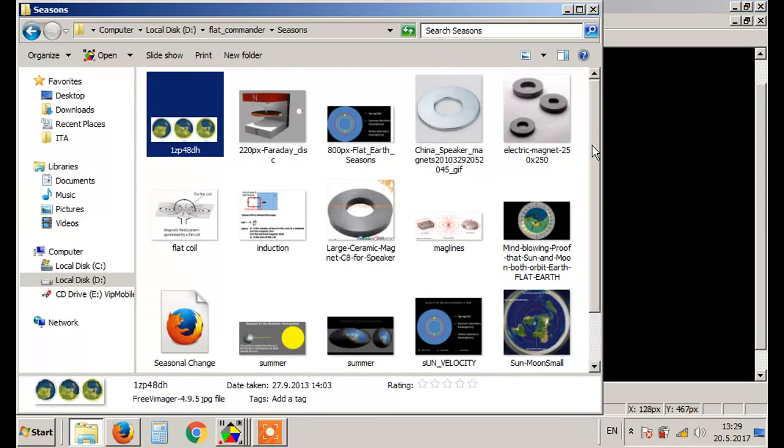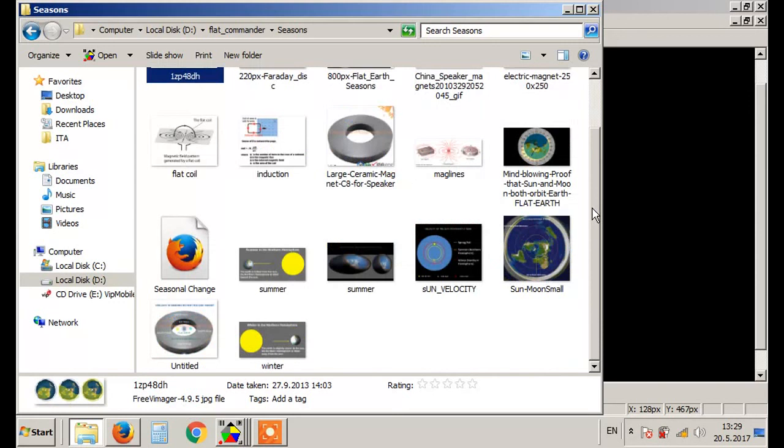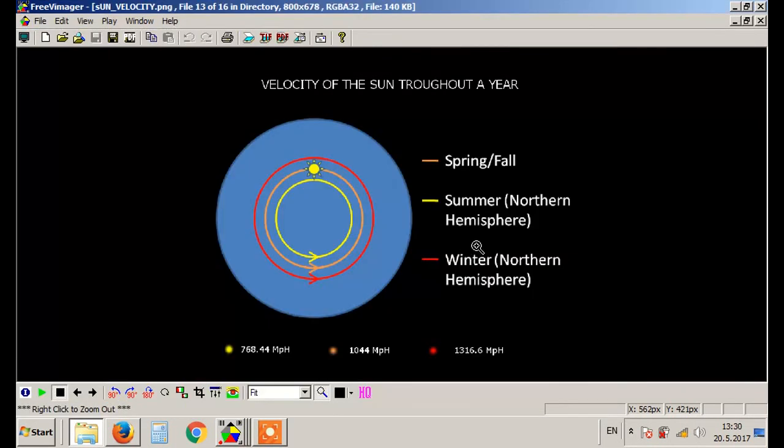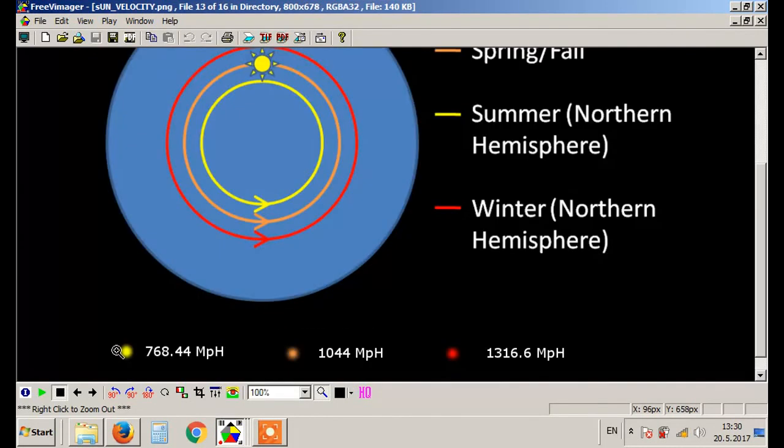So I made some calculations, and let me show you. Okay, here they are. Just bear with me, okay? This notebook is very slow. Okay, so as you see, we have three circles, and this yellow one where it is summer in the northern hemisphere, and the radius is smallest, and the speed is smallest. It's 768 miles per hour. It is this yellow circle and yellow dot.